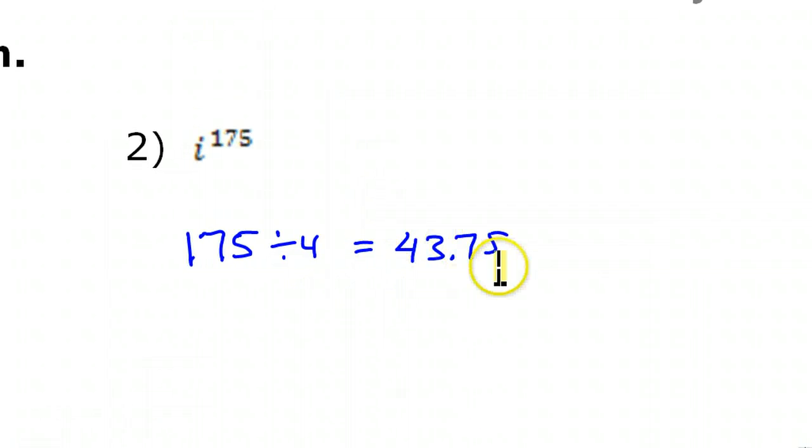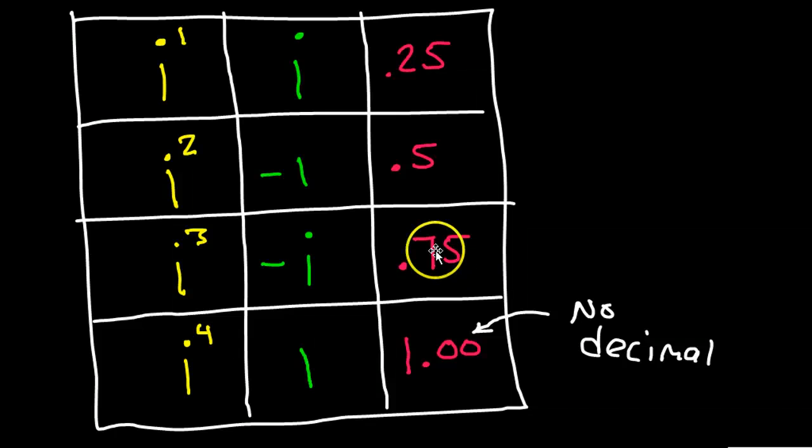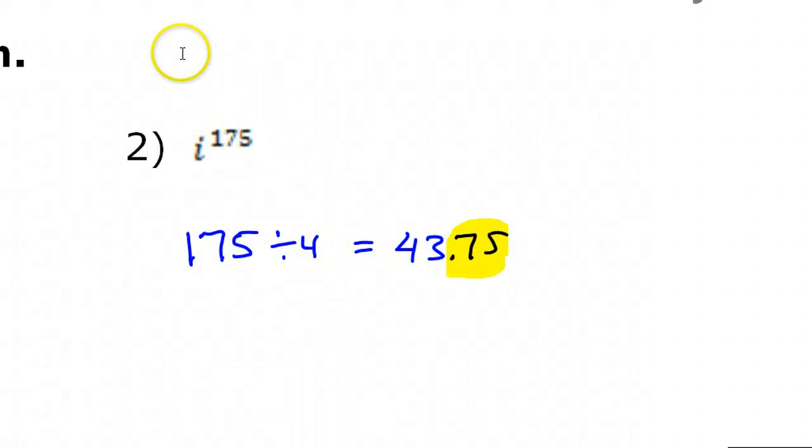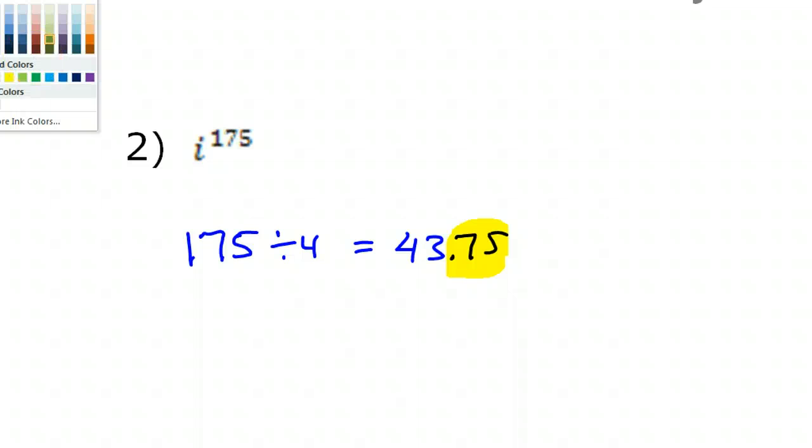Okay, the 0.75 is the part that we look at, and looking back at our chart, 0.75, that's negative i. So the answer is negative i.